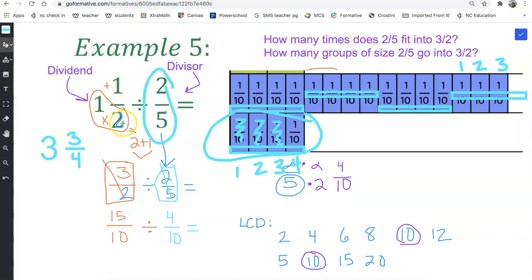So 2/5 goes into 1 1/2, 3 3/4 times. So this is the answer, this is the quotient, 3 3/4.